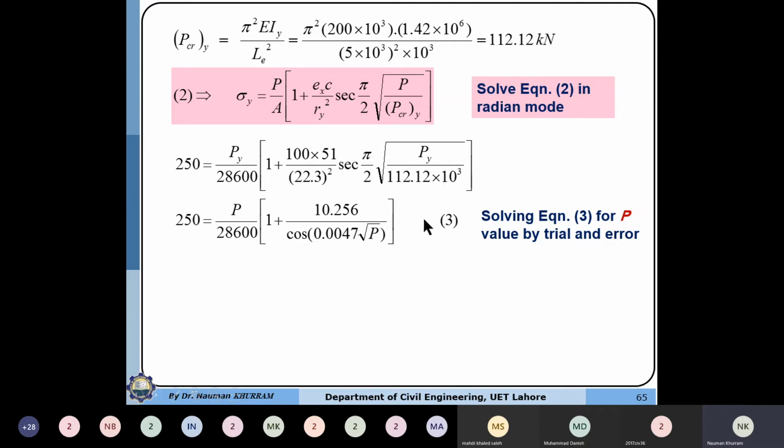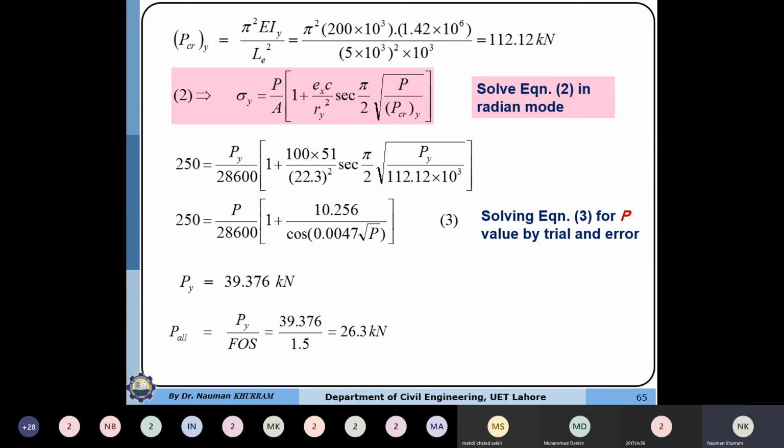After simplifying, we have equation number 33. You can use this equation either in the secant form or in cos form, because 1 over cos is equal to secant. In this equation, the angle is in radians. So substitute different values here in such a way that the right hand side is equal to the left hand side, or you can use the calculate function in your calculator. You can solve this equation by hit and trial. By hit and trial, the value of P_y is coming out to be 39.376.